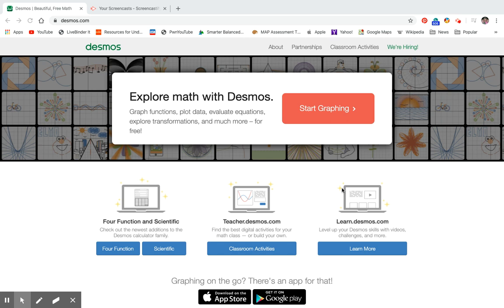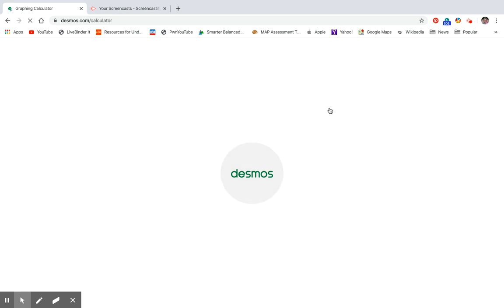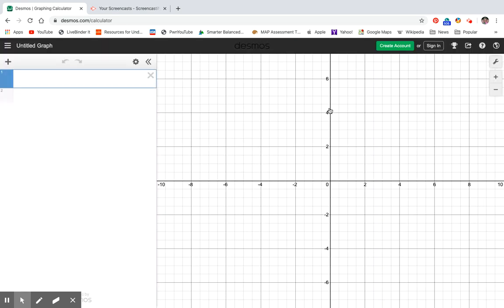Hi guys, today what we're going to do is solve systems of equations with Desmos, which is an online graphing calculator. Here's where you go if you need to find Desmos on the computer. It's desmos.com. You come to this red button and you click Start Graphing. When Desmos opens up, you'll see a graph and you'll see a box over here.